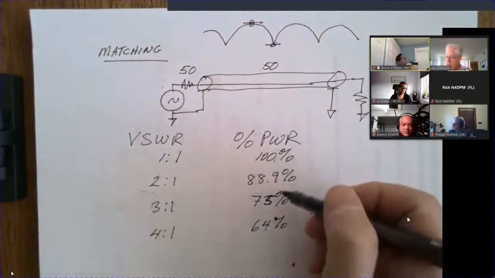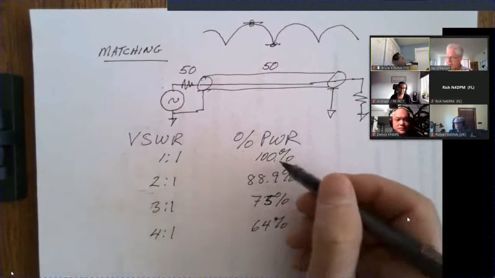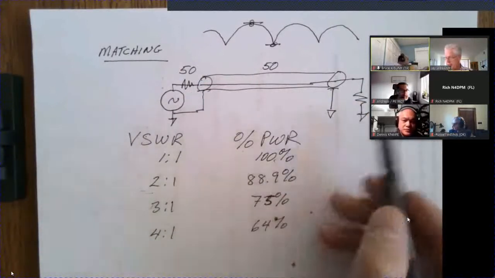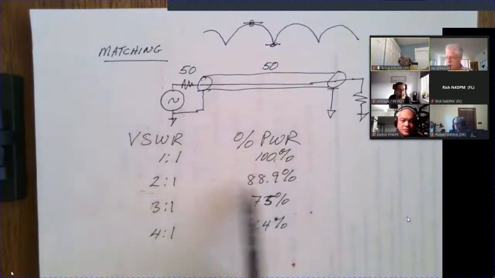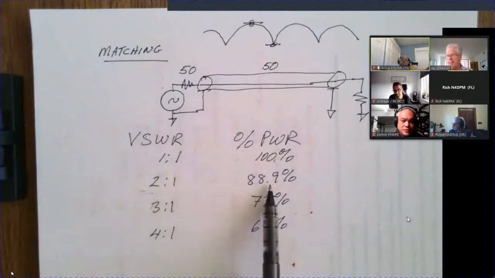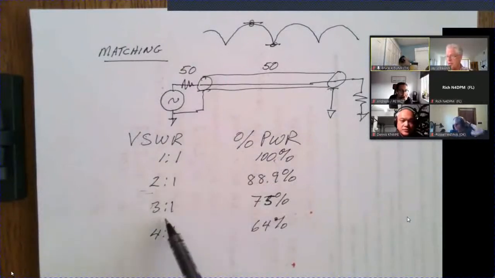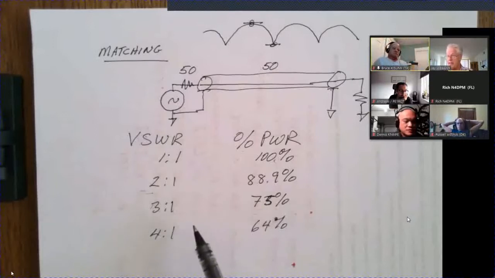So if you'll notice here, if I'm putting out 100 watts, in the case of 1-to-1, I'm getting 100% to the load. At 2-to-1, I'm only getting 10% back, which means 10 watts is coming back and trying to warm up my transmitter. By 3-to-1, I'm getting 25 watts coming back. That's a soldering iron, so you've got to be careful with that. Definitely at 4-to-1, you've got a lot of power coming back, 30 watts, 33, 36 watts back to your transmitter.